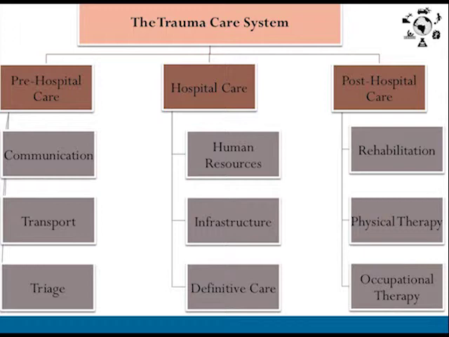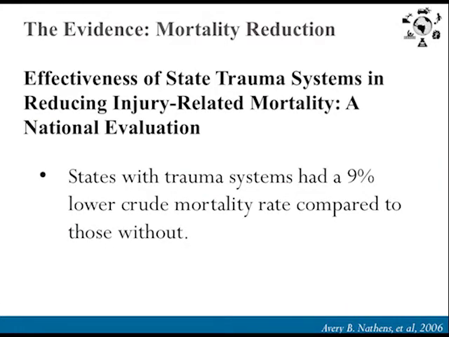So what is the evidence? The evidence I'm going to show you today is developed world evidence, but there's some pretty good data out there showing that trauma care systems do improve outcome. This is Nathens' study that looked at effectiveness of state trauma systems, and he found that there was a 9% crude mortality improvement compared to those without trauma care systems. So we know that trauma care systems do have a function.